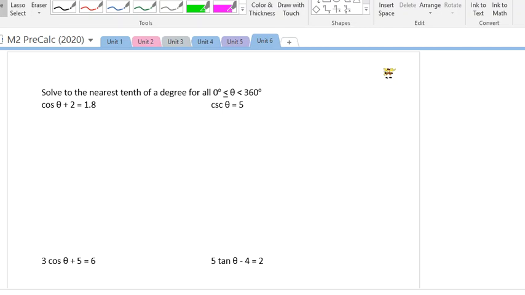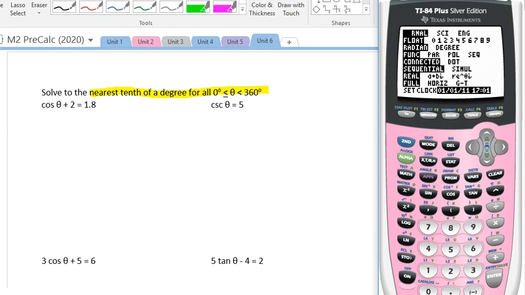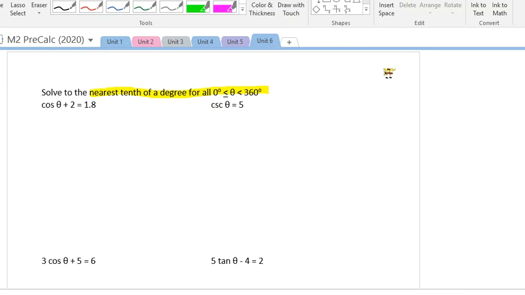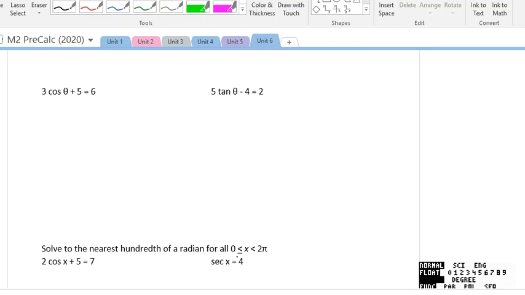All right, so we were looking at some solving equations. We're going to be solving to the nearest tenth of a degree from 0 to 360. The first thing I want to do on my calculator is double check that I'm in degrees. And I wasn't, so that would have been a problem. Okay, so double check that I'm in degrees. We already did these first two, so I'm going to head down to the third one.